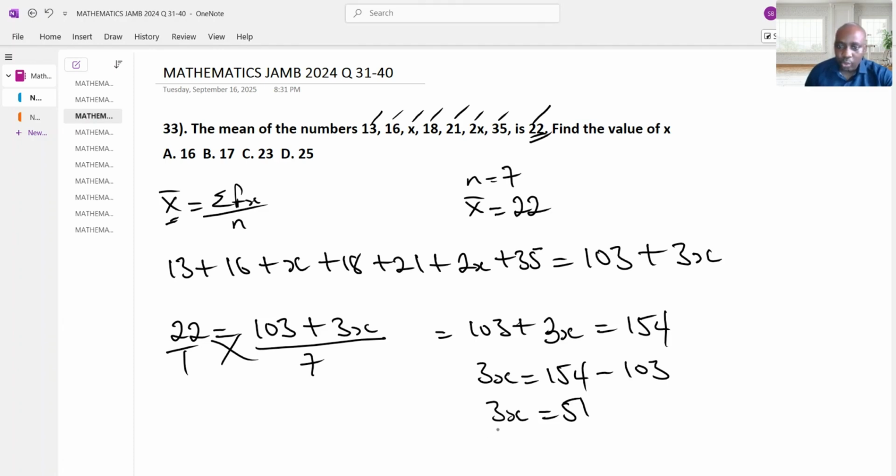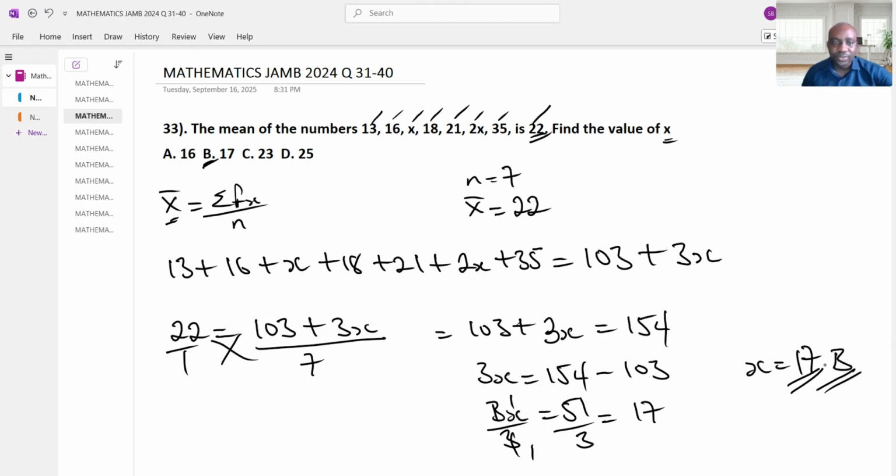Now what are we going to do? The next thing we are going to do is divide by 3, the coefficient of x. 3 into 3 is 1. 51 divided by 3, we're going to get 17. Our final answer, x is equal to what? 17. Do you have 17 there? Yes, B. The value of x is 17, which is B. Let's move to the next question.